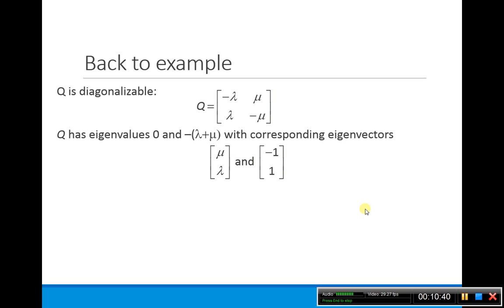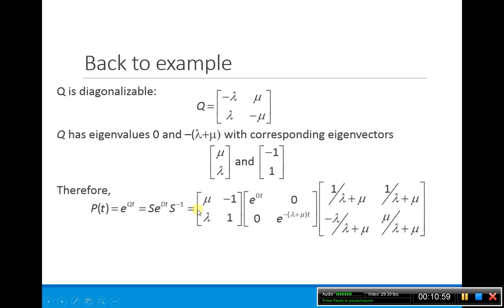Our example that we just did is actually diagonalizable. It has eigenvalues 0 and negative (lambda plus mu), and these are the eigenvectors. This is the eigenvector that corresponds to 0, and the eigenvector that corresponds to minus (lambda plus mu). We put these in our S matrix. So here's our S matrix. We have our e to the Dt, so we have e to the 0t and e to the minus (lambda plus mu)t here. And then this is just our S inverse.